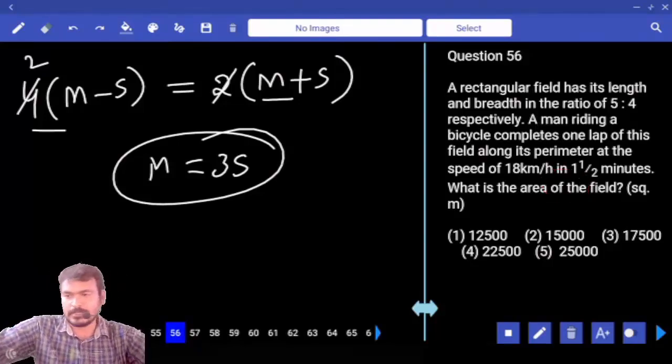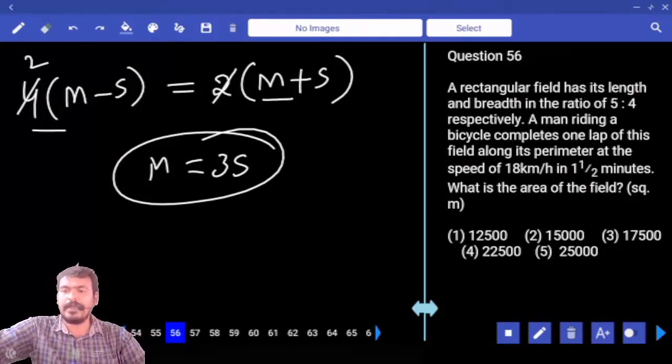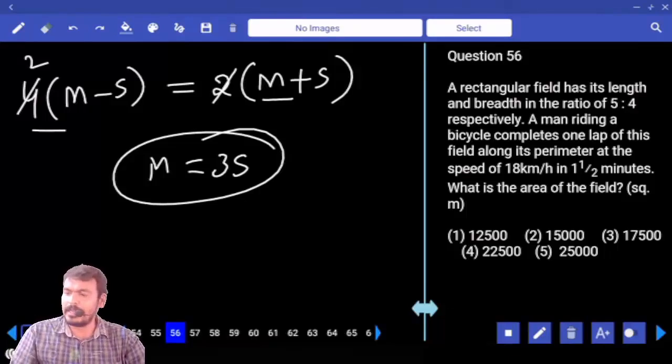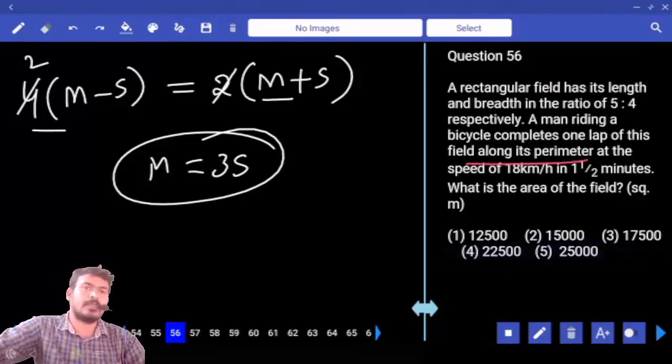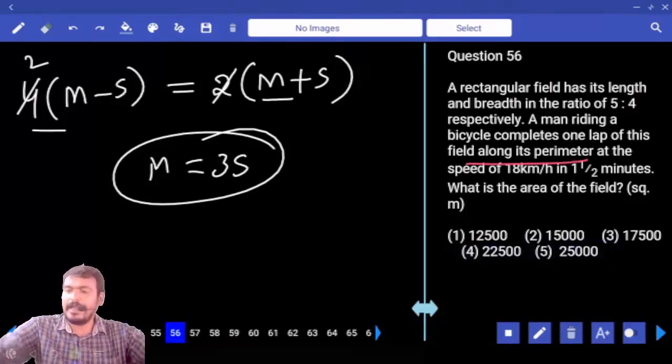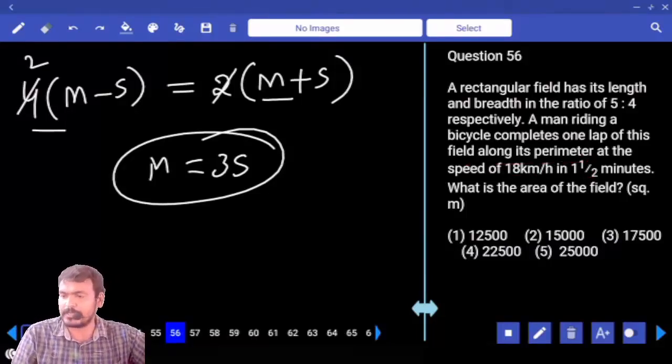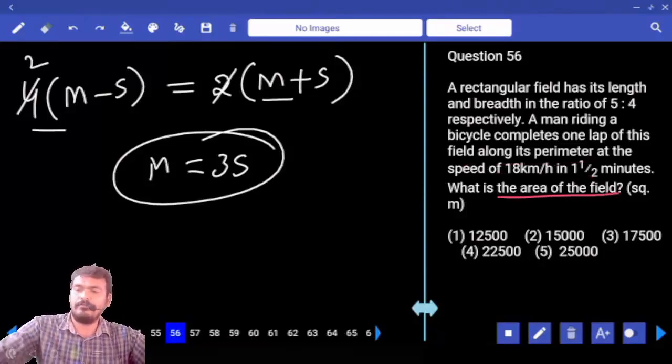Question number 56. A rectangular field has its length and breadth in the ratio of 5:4 respectively. A man riding a bicycle completes one lap of this field along its perimeter at the speed of 18 km/h in 1.5 minutes. What is the area of the field?